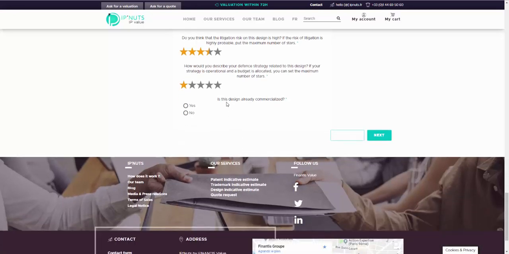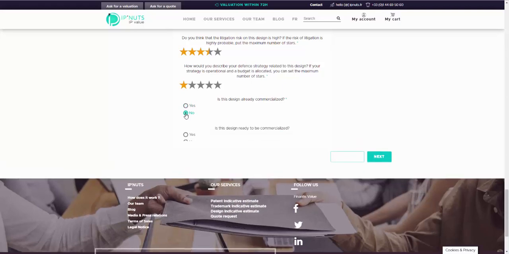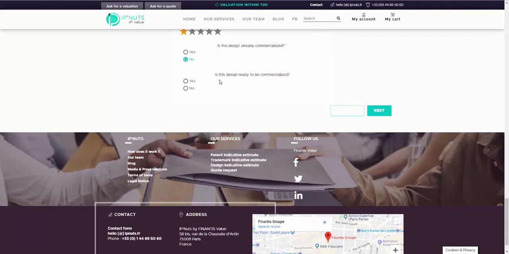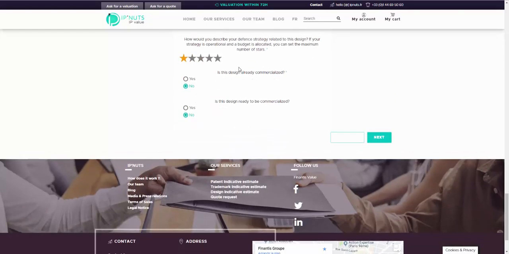Last question, is this design already commercialized? It's a yes or no question, so there is no ambiguity there. If it's a no, you are invited to answer another question. So are you ready to commercialize your design? Yes or no again. If it's a yes, okay. If it's a no, you check no, and then you're done with this first part of this questionnaire, and you click on next to get to the second part that is related to market matters.